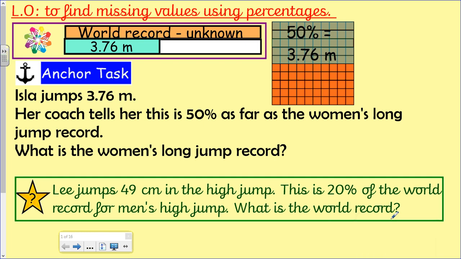Good morning, Year 6. This is Thursday's anchor task. Your objective today is a new one. It's to find missing values using percentages. So we're finding some missing amounts.